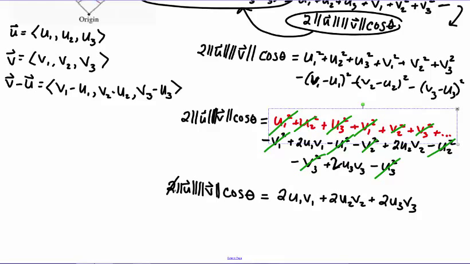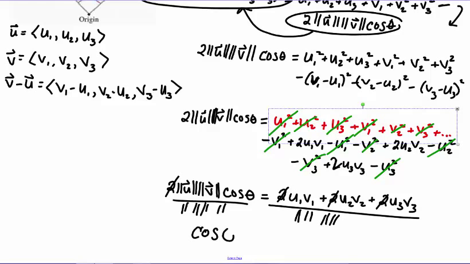If I divide both sides by 2, these guys drop. If I divide by these magnitudes, I get cos theta equals, well, wait a minute, u1v1, u2v2, u3v3, isn't that u dot v? And on the bottom, I have the magnitude of u and the magnitude of v. Whew! All right. Do you have to memorize that? No. Did you have to understand what I did? Yes, absolutely yes. You had to at least be able to follow that.